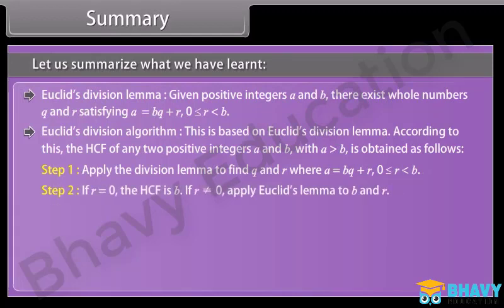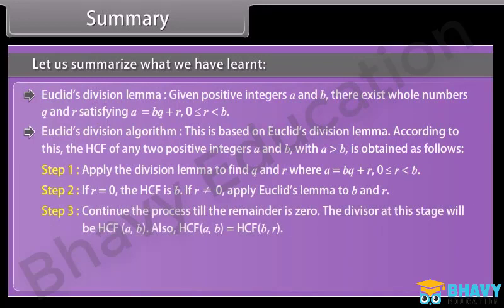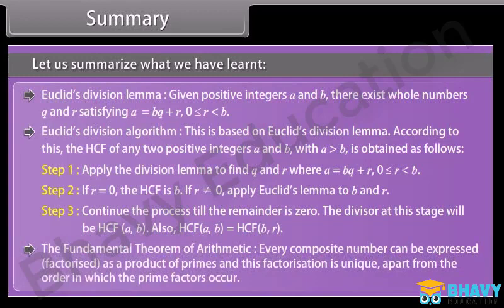2. If r is equal to 0, the HCF is b. If r is not equal to 0, apply Euclid's lemma to b and r. 3. Continue the process till the remainder is 0. The divisor at this stage will be HCF(a, b). Also, HCF(a, b) is equal to HCF(b, r). The fundamental theorem of arithmetic: every composite number can be expressed, factorized, as a product of primes, and this factorization is unique apart from the order in which the prime factors occur.